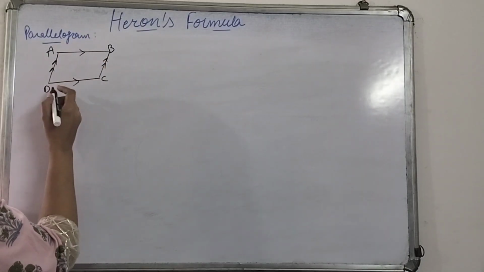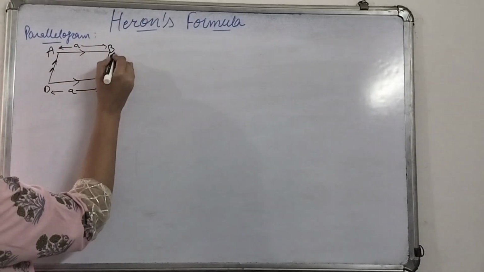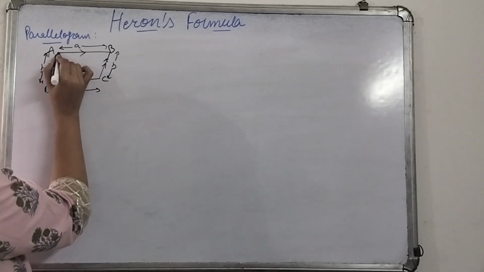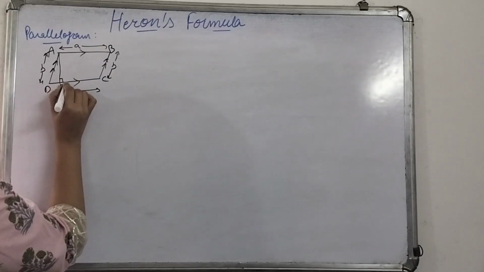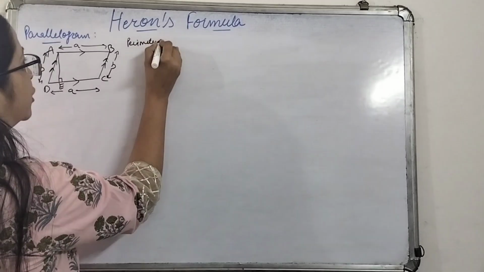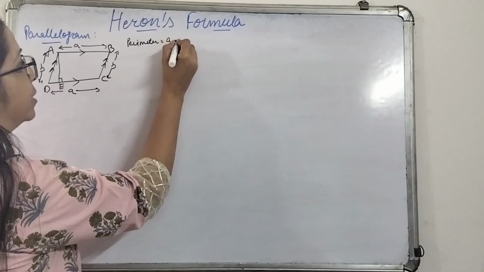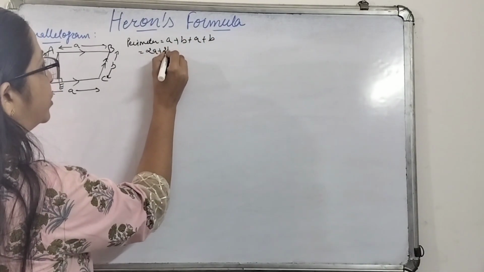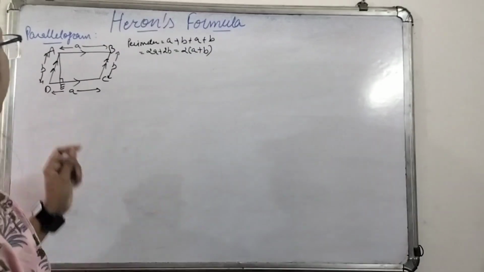And in this case both pairs of opposite sides are equal also. So if this is A, this will also be A. If this is B, this will also be B. And from here, if you make a perpendicular on the side DC, suppose this is point E. In that case, the perimeter, the total length of the boundary, will be A plus B plus A plus B, that means 2 times A plus 2 times B, or we can say 2 times (A plus B) will be the perimeter of a parallelogram.